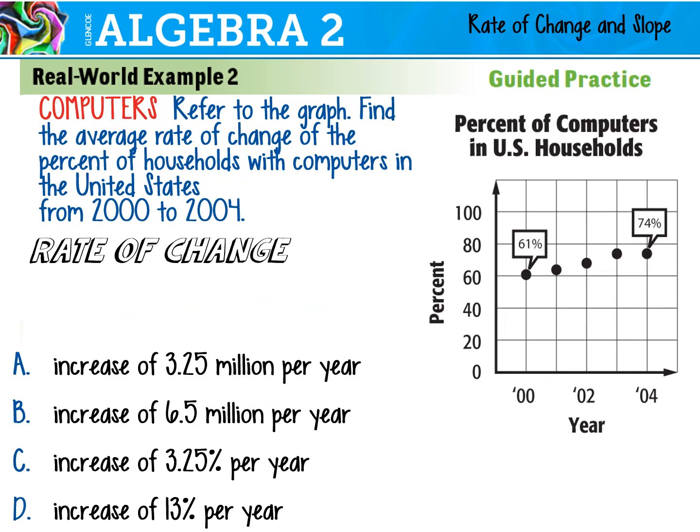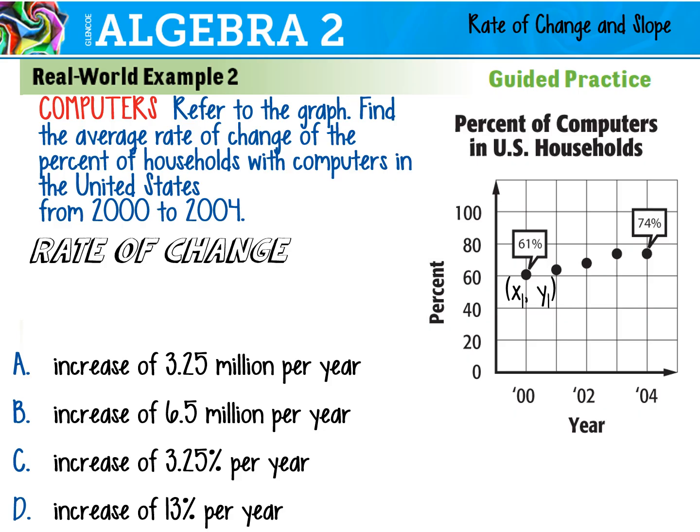Real world example number 2, computers. Refer to the graph. Find the average rate of change of the percent of households with computers in the United States from 2000 to 2004. Wow, old data. That's okay. We can still find rate of change.